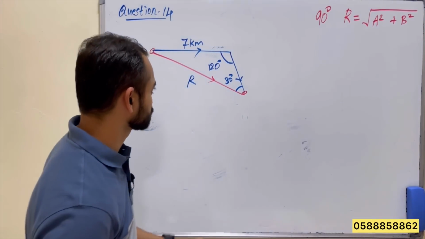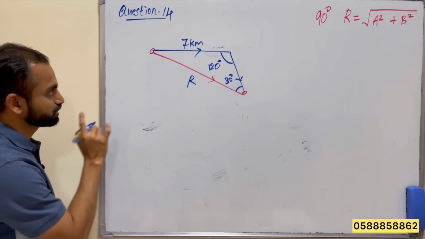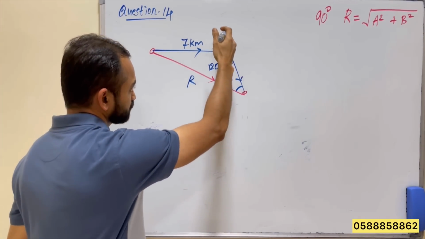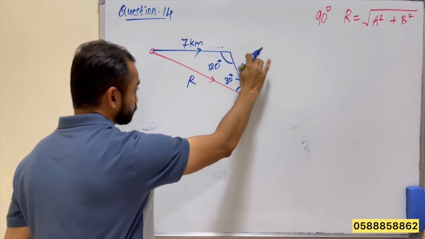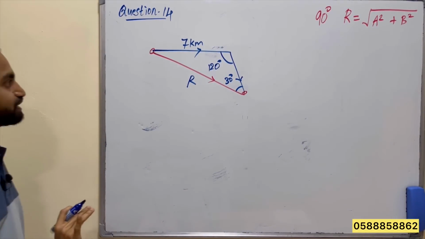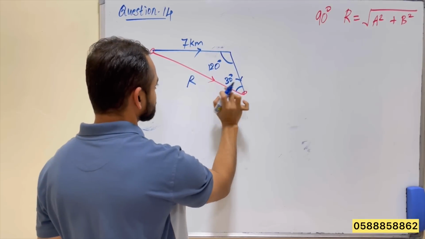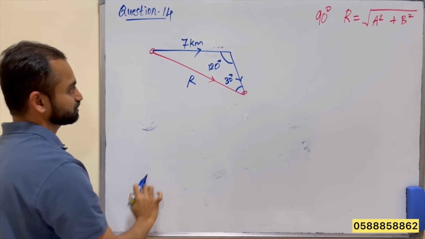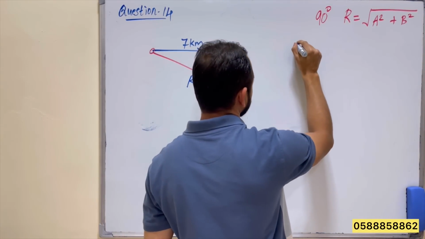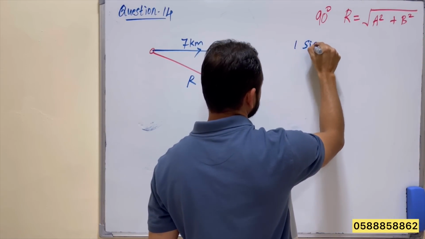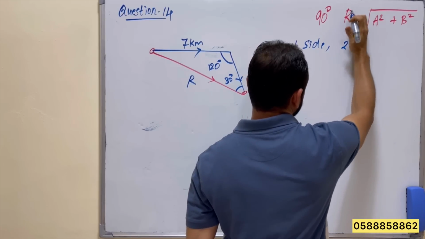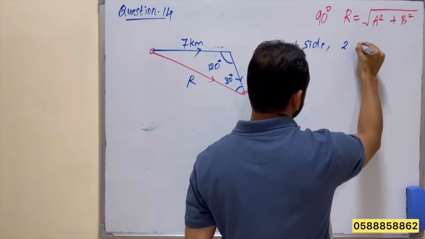Okay, you are walking 7 kilometers, then you turn at an angle, then walk to this side. You don't know how much you walked on this side, no information is given about the distance in the question. But this angle is given, and the question is to calculate the resultant. So first, what do you know? You know the length of one side, and you know the values of two angles.